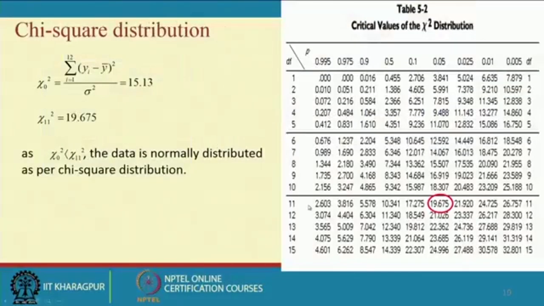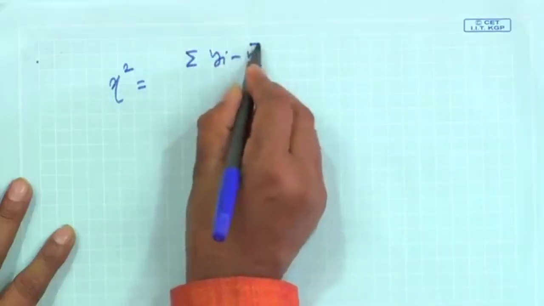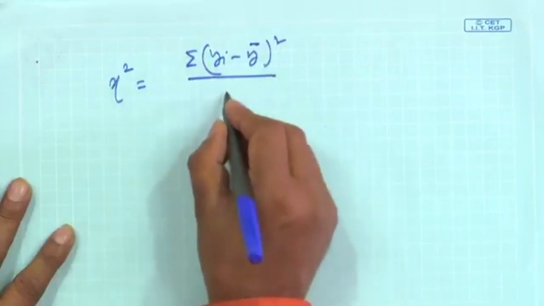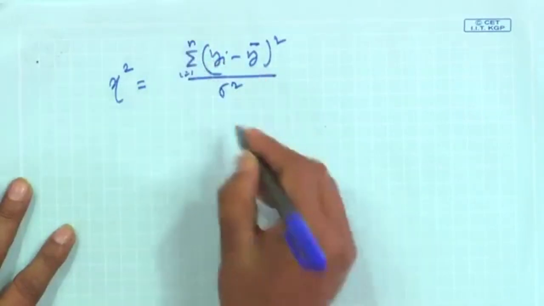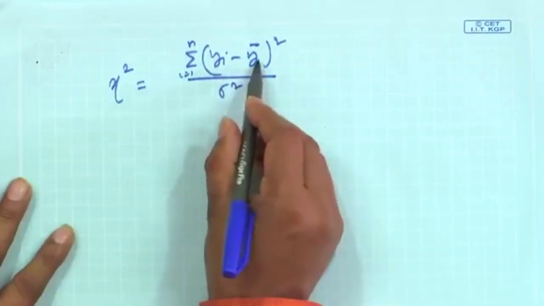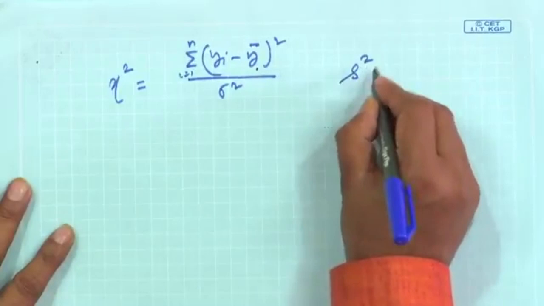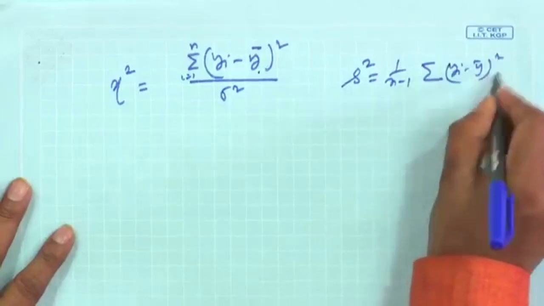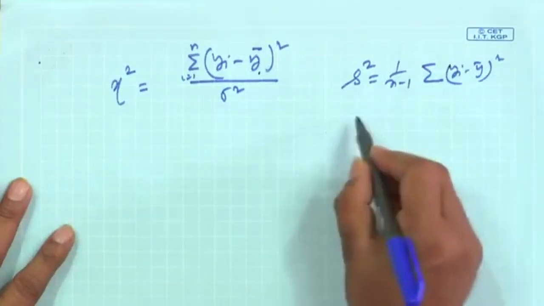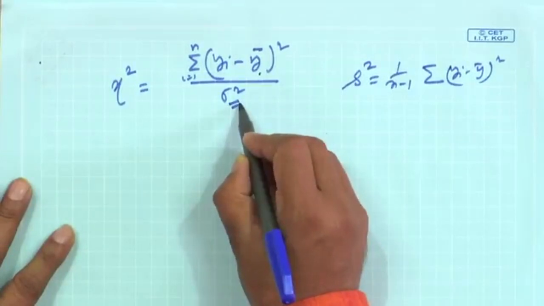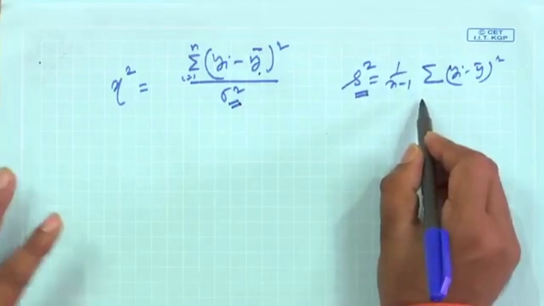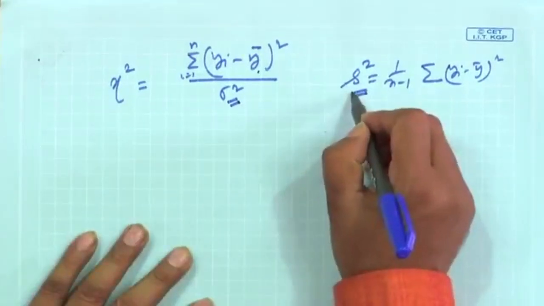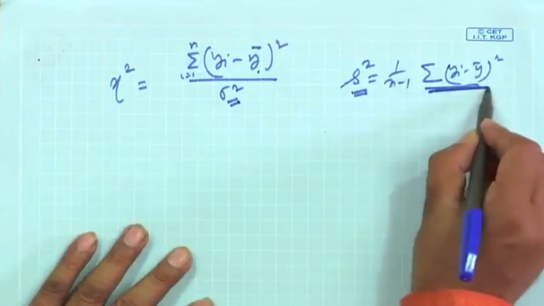So, now see the quantity. What is the quantity we are using here for chi square? We are using the quantity sum of yi minus y bar square divided by sigma square, i equal to 1 to n. If you go to the formula for s square, you will find this will be 1 by n minus 1 times the sum total of yi minus y bar square. So, if you divide it by sigma square, this is basically the sample variance, where we have used this. This quantity is very important here.